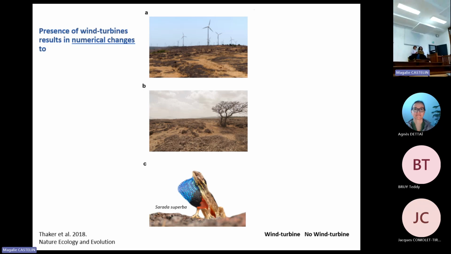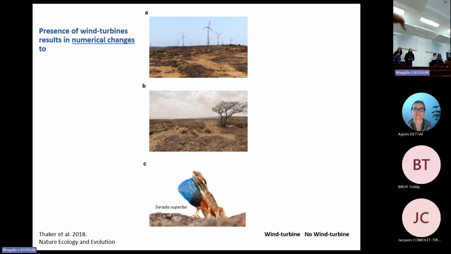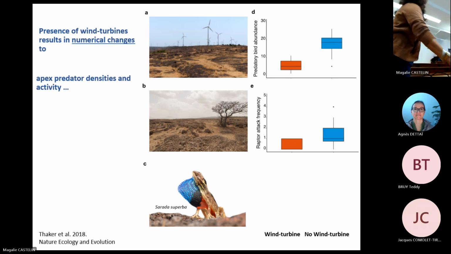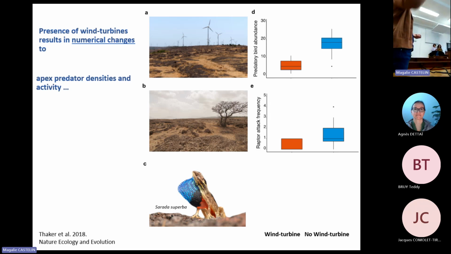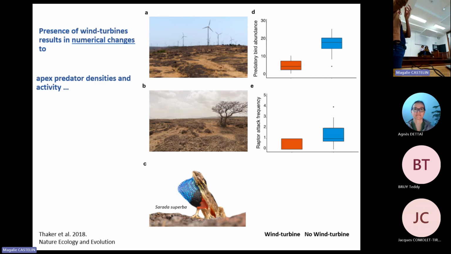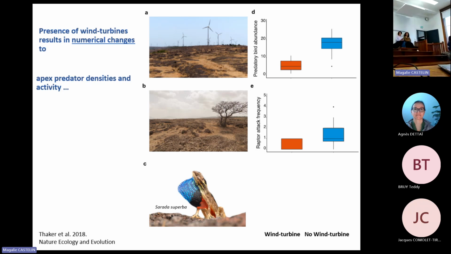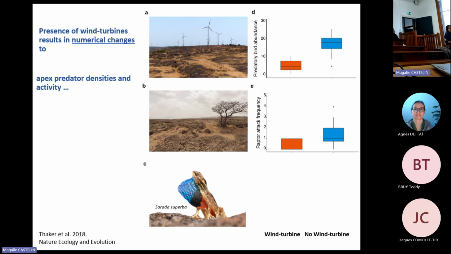And we asked if that was true. So does the presence of wind turbines result in numerical changes at different trophic levels, right? Numerical in terms of density. And it does, but the apex predator densities and activities are lower in the wind turbine. So those are the red box plots there. So predator bird abundance, which is our raptors, were like half the number in places with wind turbines than in places without. And how often they were attacking was also reduced.